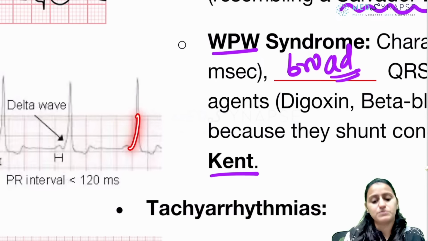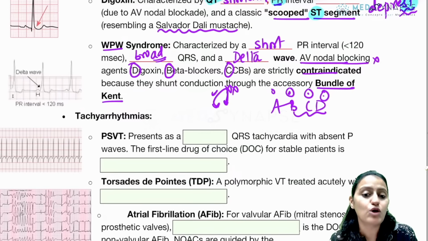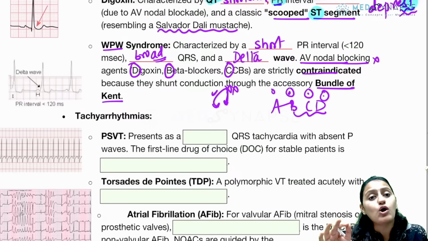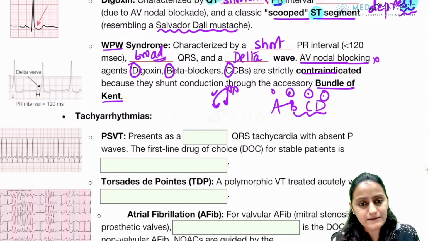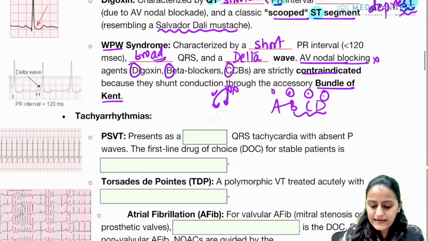And remember, the AV nodal blocking drugs are contraindicated because you do not want this accessory bundle to win. So you will not give something which is blocking the AV. Which are the drugs blocking AV? Remember, A, B, C, D. B for beta blocker, C for calcium channel blocker, and D for digoxin. These are AV blocking drugs. So digoxin is also AV blocking, and that is why you see PR prolongation with digoxin, because it blocks the AV.